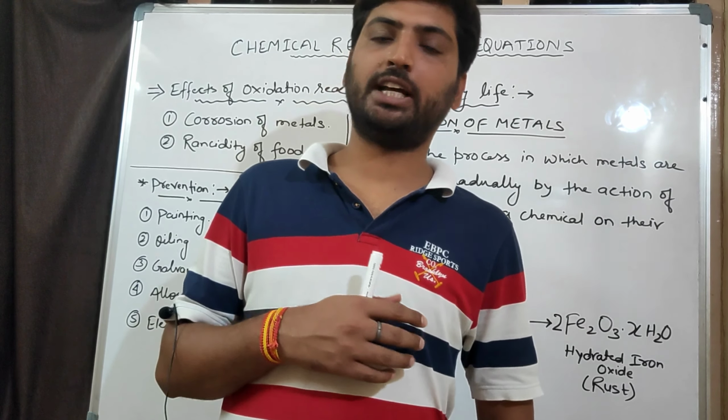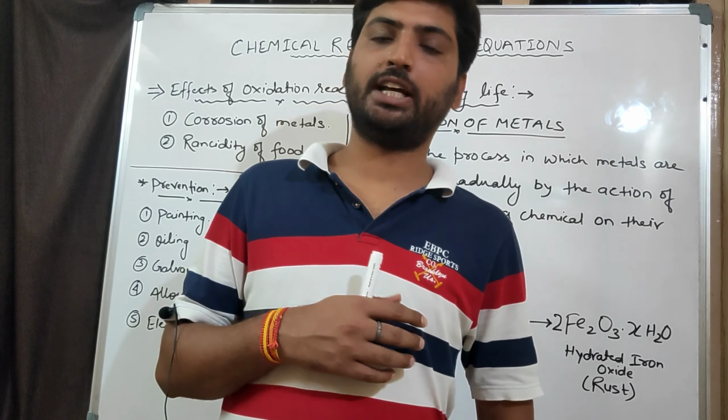We have studied different types of reaction. You can ask, sir, what is the use of these reactions in our life? So what is the use of oxidation reaction in our life? First one is corrosion of metals. We can see the rusting of iron. Iron gets corroded, iron gets wasted due to the presence of air, oxygen and water. Second one is rancidity of food. What is rancidity of food? Wastage of food due to oxidation reaction. I will explain that later.